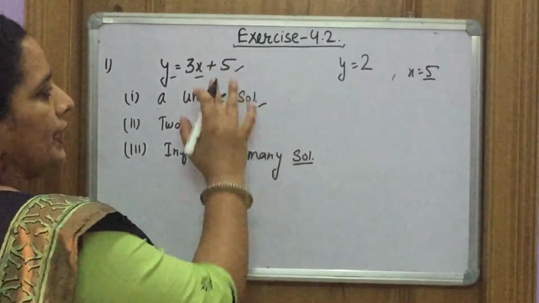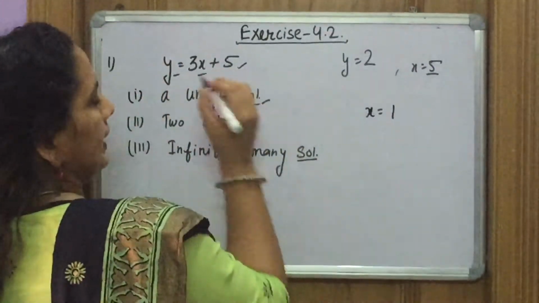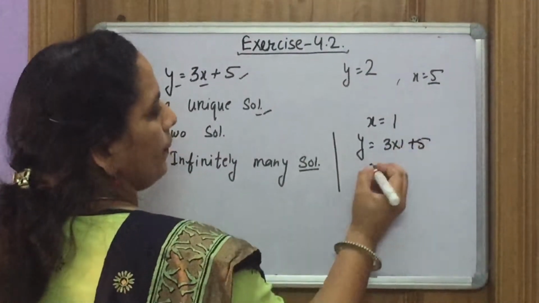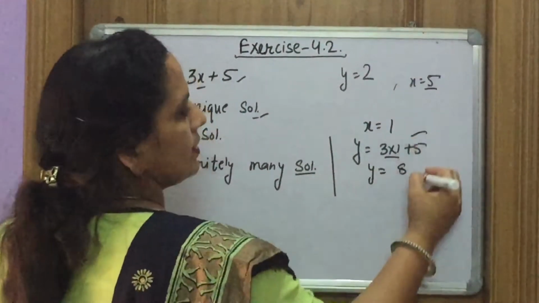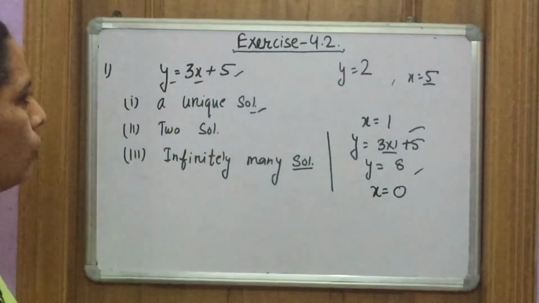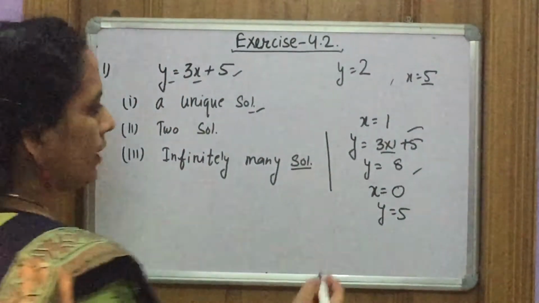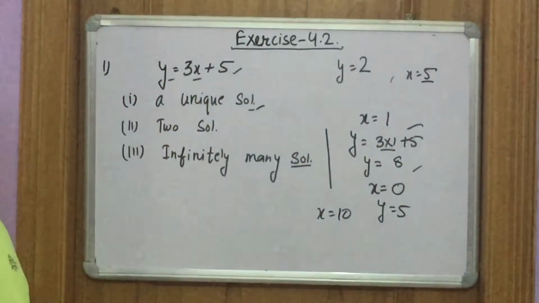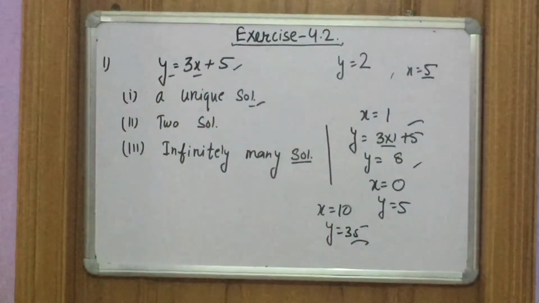So if we try to find the solution and we put x is 1, then we get y is equal to 3 plus 5, that means 8. So this is one solution. Again, if we put x is equal to 0, then we get y is equal to 5. So this is the second solution. If we put x is equal to 10, then 10 times 3 is 30, 30 plus 5 is 35. That means y will be equal to 35.